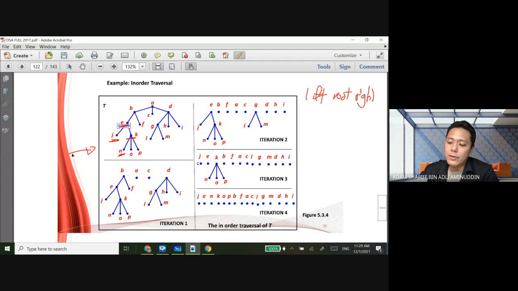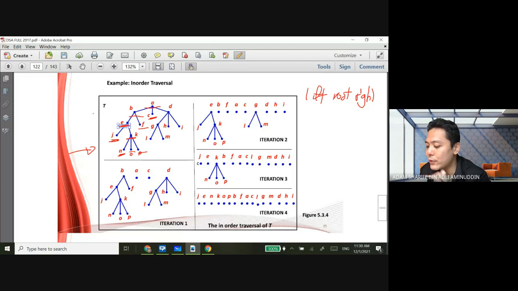Okay, ambil masa nak serap, ada soalan tak yang ni? Okay, kalau tak ada, saya proceed. J, E, N, K. Then O, then P. Then you finish all the leftmost subtrees. You travel back to B, which is the root. And then you go to the right, F. You go back to the top, you finish the root, you finish the C. Yeah, ada C je, tak adalah, cukup lah.